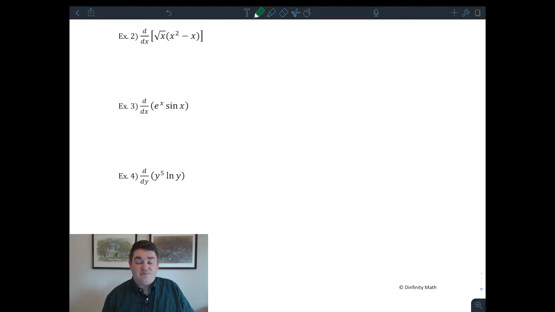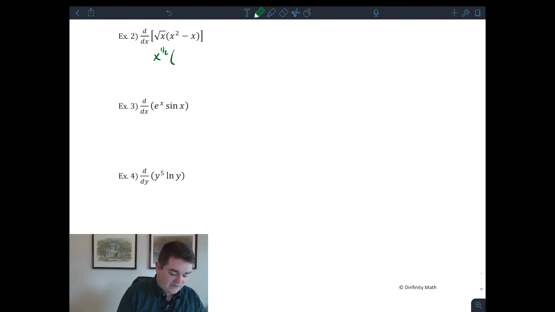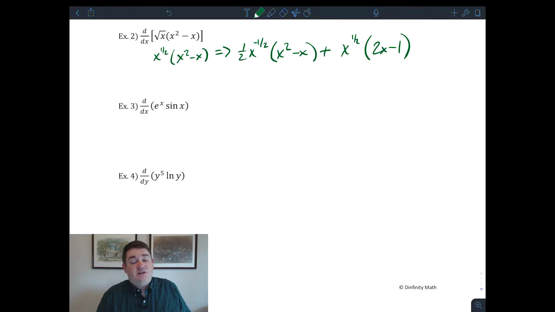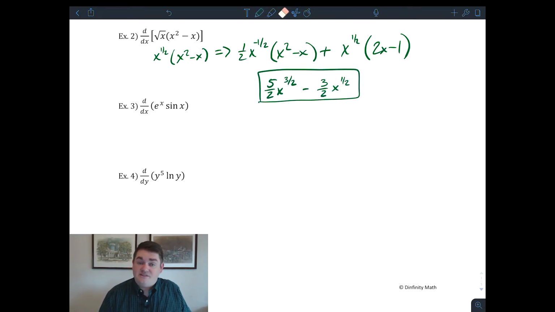Just like in the first example, instead of distributing, which I could do, I want to practice using the product rule. So first I want to rewrite this because of that square root sign. So this is x to the 1/2 power times x squared minus x. And so the derivative is going to be 1/2 x to the negative 1/2 times x squared minus x plus x to the 1/2 times 2x minus 1. Again, this is a safe place to stop, but we can also distribute, combine like terms, and simplify.